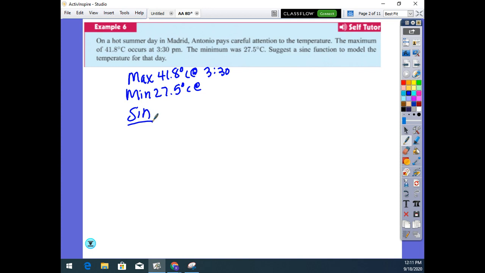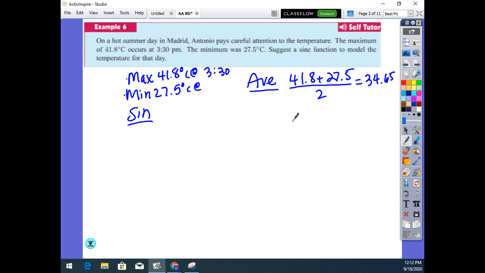So first, if this is our max and this is our min, does it make sense? We want to find the average of this to find the midline or the principal axis. So I'm going to take 41.8 minus, hang on a minute. We're averaging the two, right? So we're adding. All right, and this gives me 34.65 to find the average temperature.